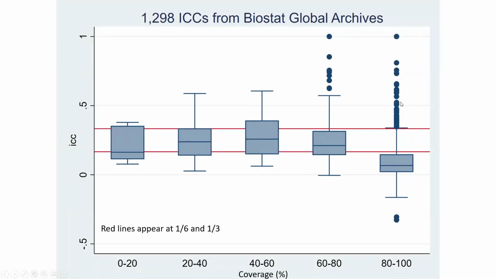And these outliers are kind of interesting. Although it's widely known and said that the ICC varies with coverage, and it is true that in the limit, if coverage is 0% or 100%, then the ICC has to be small and negative, but it can be very close to those limits, and it can still be very high here for reasons I'll show you in a minute.